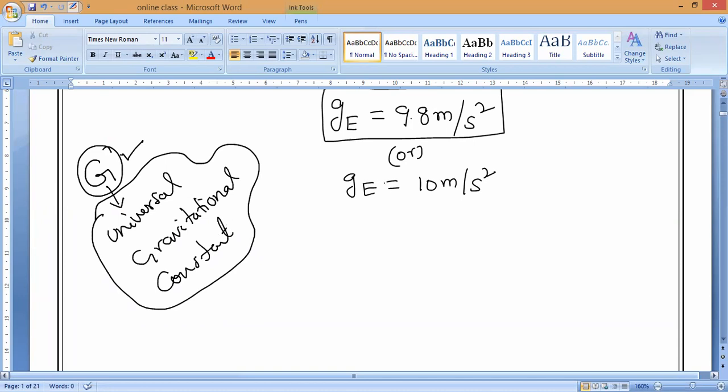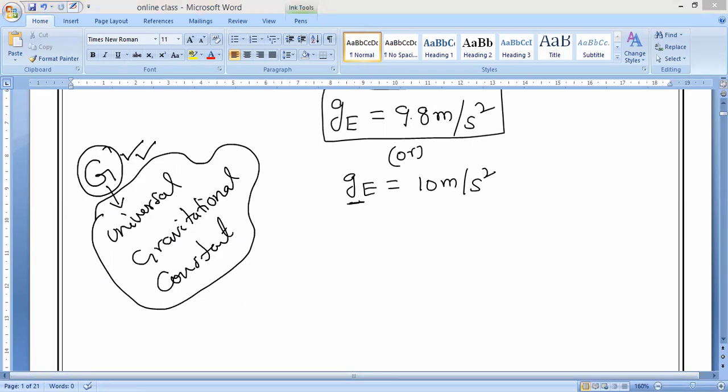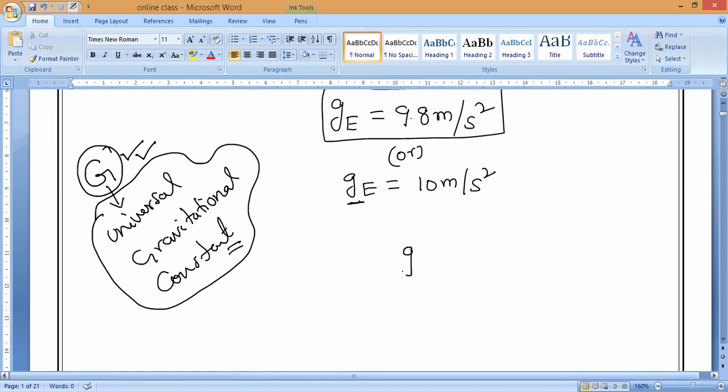But the small g value, acceleration due to gravity, is not like this capital G. The value of acceleration due to gravity is not constant on the surface of the earth. It varies from place to place. That is why the weight of a body continuously changes from one place to another. Do you understand, everybody?